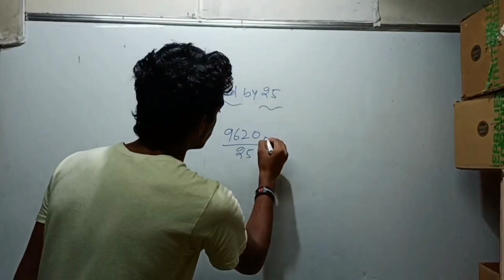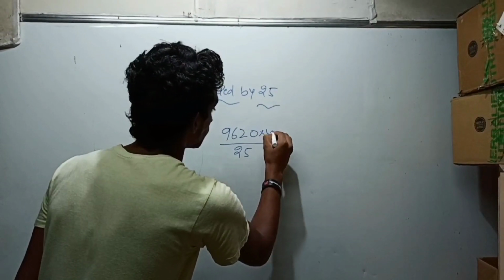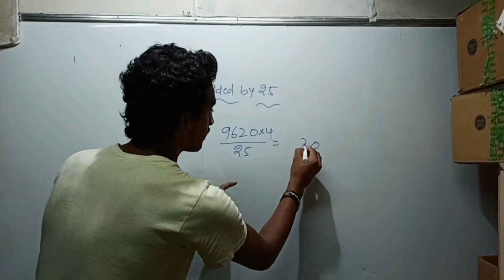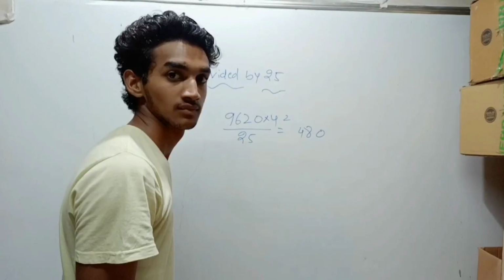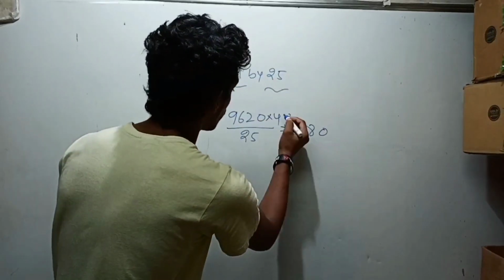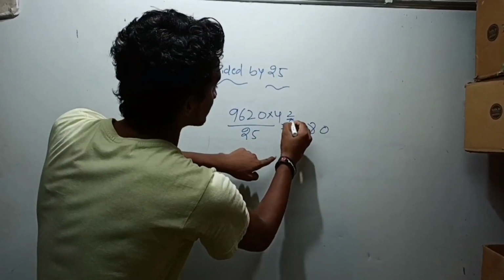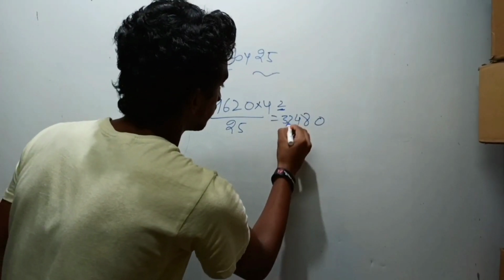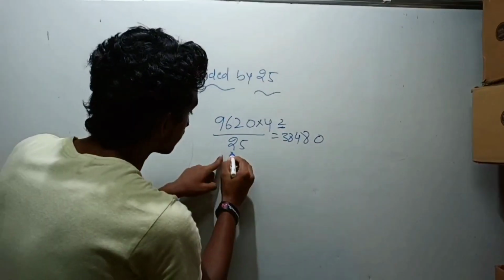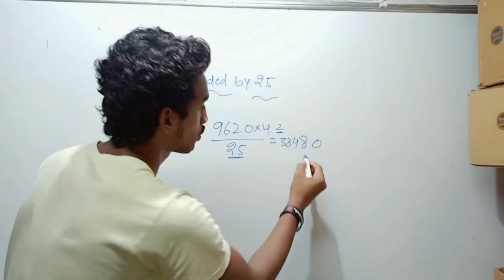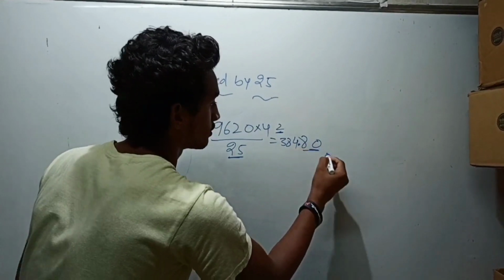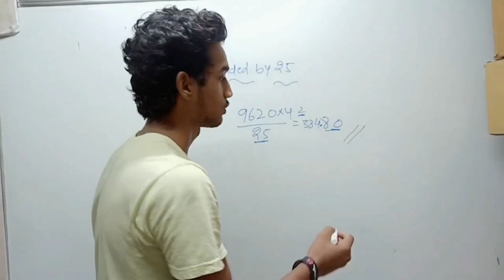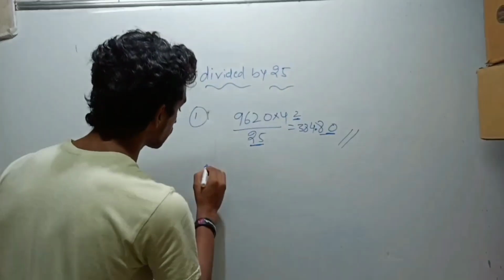So here equals into 4. So 4 zeros are 0, 4 twos are 8, 4 sixes are 24. So here 2 we write as a carry, and 4 nines are 36 plus 2 equals 38, and now here in the denominator there are 2 digits, so we leave the 2 digits and put the point here. So the answer is 384.80.